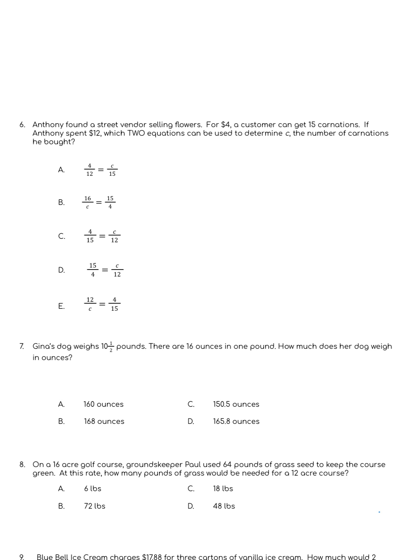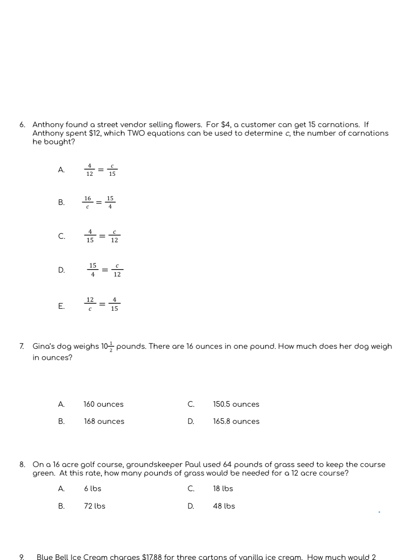Looking at this, it's asking for the proportion. So it says Anthony found a street vendor selling flowers. For $4, a customer can get 15 carnations. If Anthony spent $12, which 2 equations can be used to determine C, the number of carnations he bought?